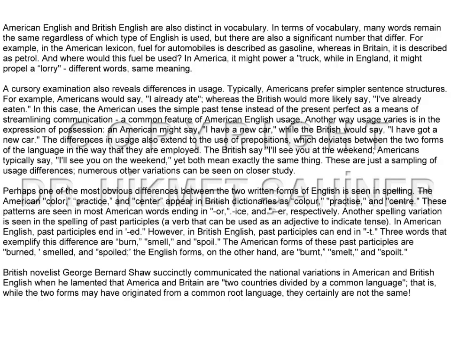British novelist George Bernard Shaw succinctly communicated the national variations in American and British English when he lamented that America and Britain are two countries divided by a common language. That is, while the two forms may have originated from a common root language, they certainly are not the same.